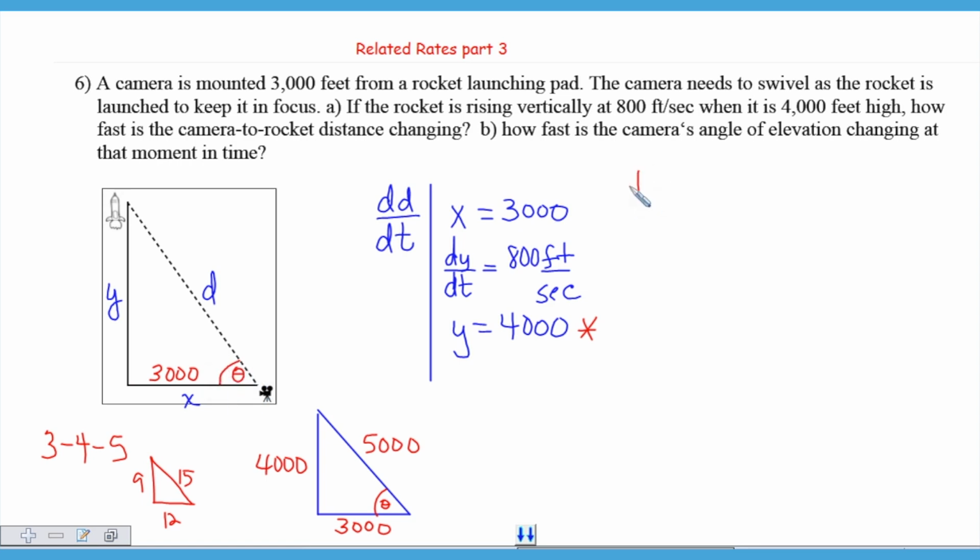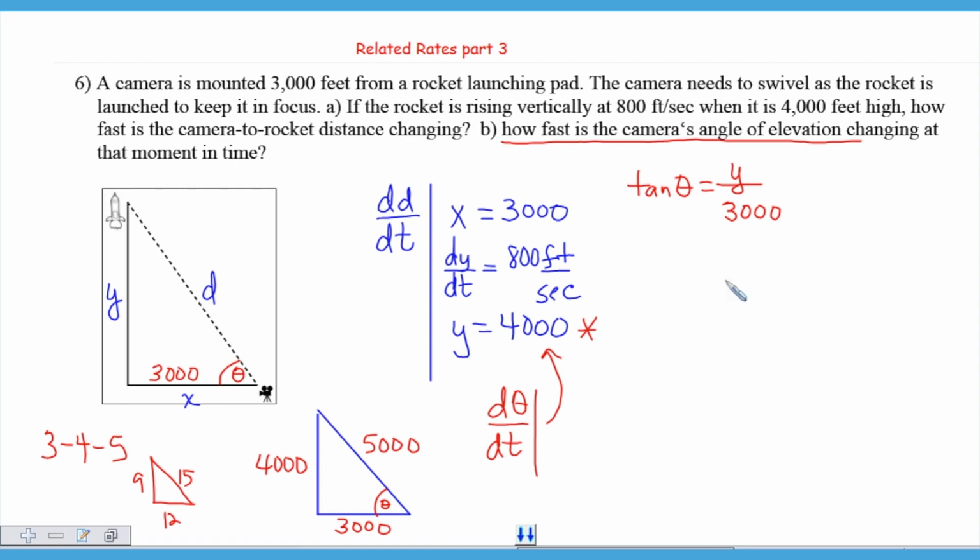So I'm going to use the relationship of tangent to relate the things that I want to find, because it says how fast is the camera's angle of elevation changing. In this case, I really want d theta dt when all of that is happening, because all of that does not change. So I need a relationship with a theta in it. Tangent theta equals y over, and normally I'd have to put x because x changes, but because in our problem that's a set 3,000, that's going to make our problem easier. Again, we could have used any other ones, but it would have been a harder process.